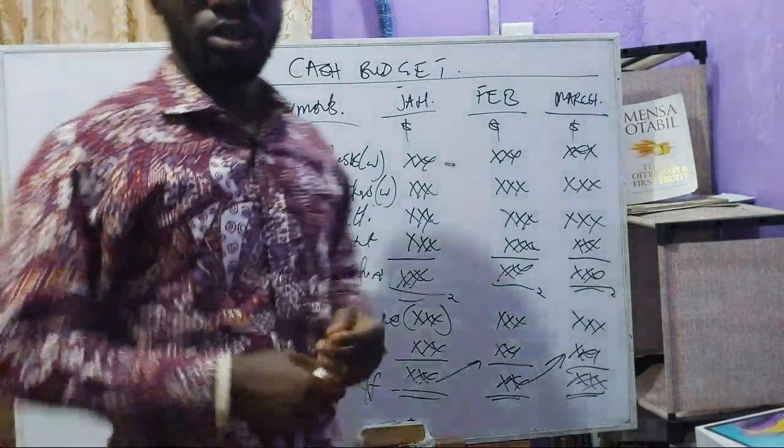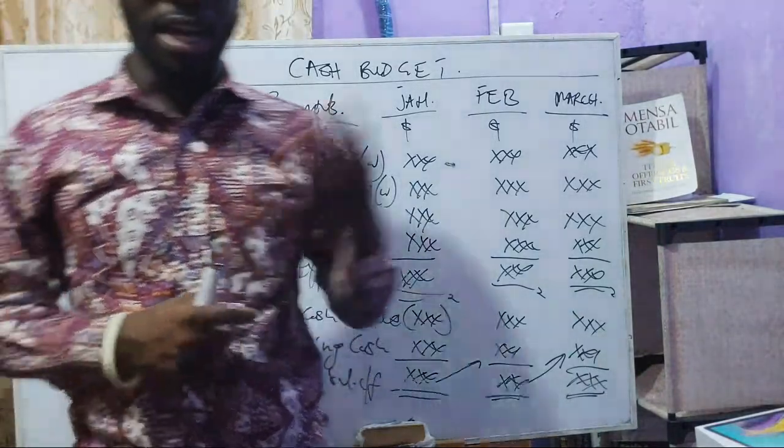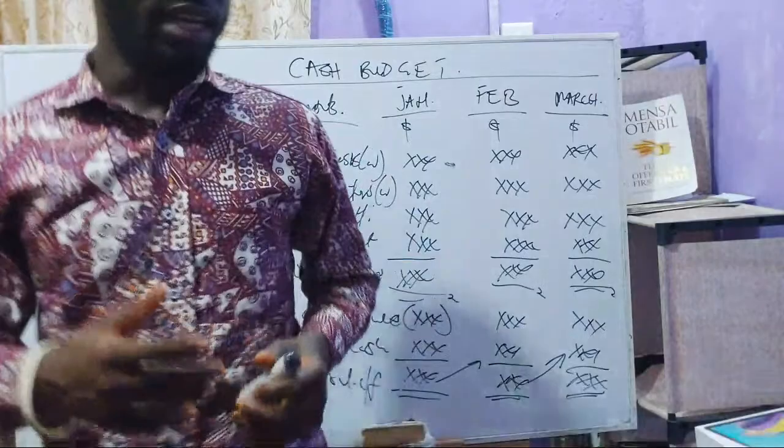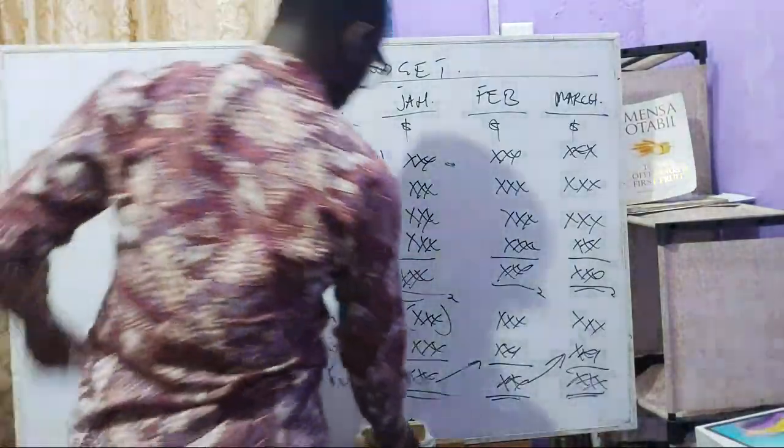So let's go on to look at how we can prepare the purchases budget, the cash receipt schedule, as well as the labor budget.